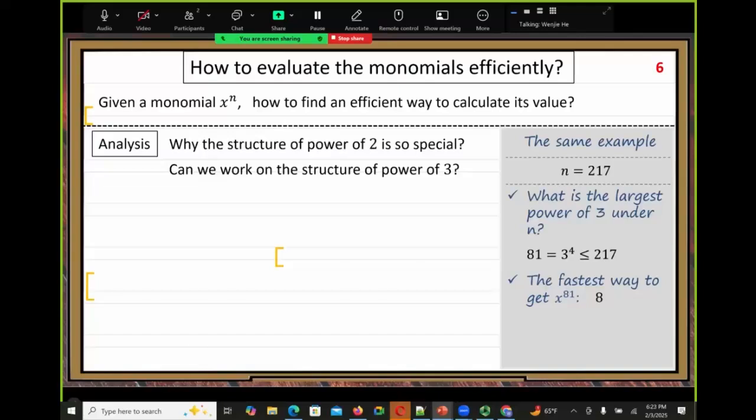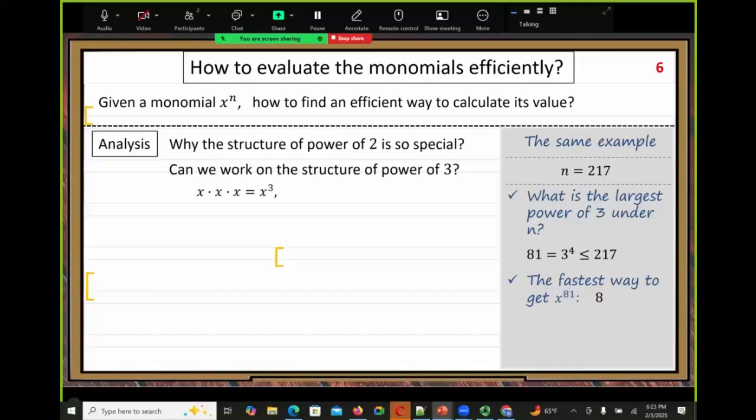Because 1 cube operation, you need 2 multiplications. A square operation, you need 1. But a cube, you need 2. So you apply the cube operation 4 times. That means total 2 times 4, 8 multiplications.